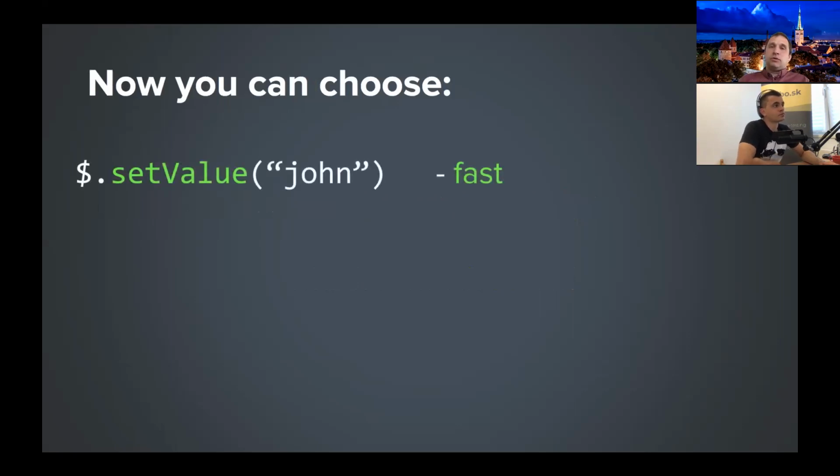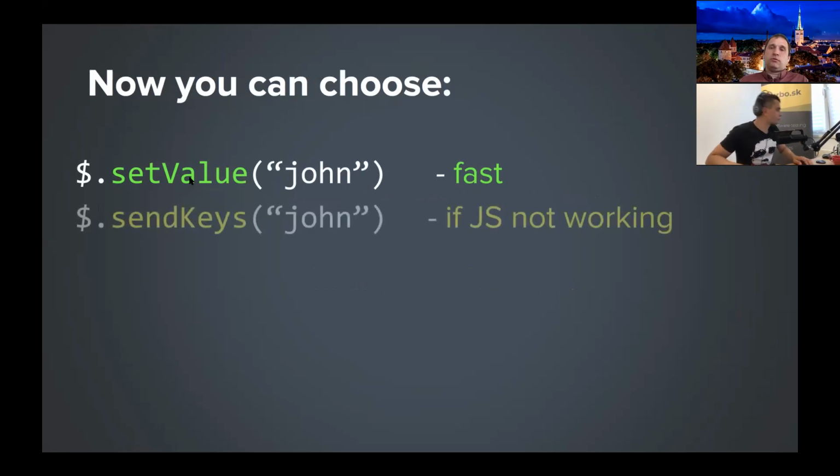So now, if you enable this mode, which I recommend, you can choose if you need fast typing, which is true in most cases. You just use the method setValue by default in all places. And if it doesn't work for some reason, you can still use the old good sendKeys, which still emulates all these events separately. Which is slow, but can be useful if JavaScript is not working for some reason. I don't know, maybe it sometimes can happen.